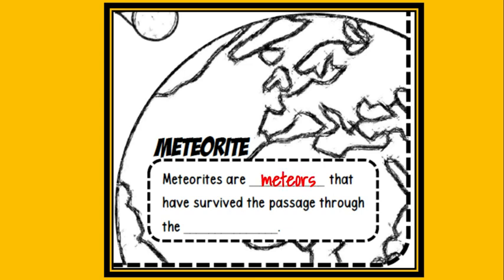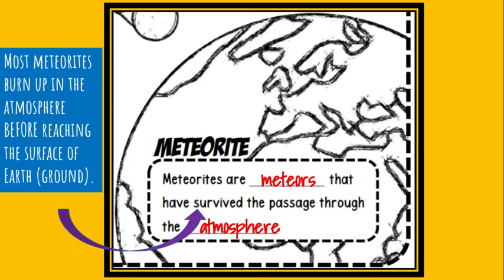Meteorites are meteors that have survived the passage through the atmosphere. Most meteors burn up in the atmosphere before reaching the surface of Earth.